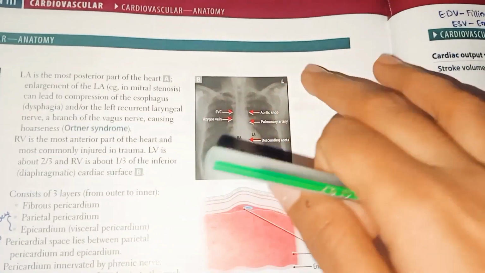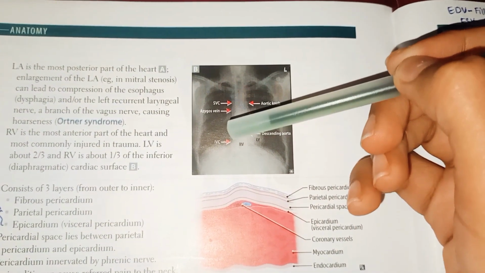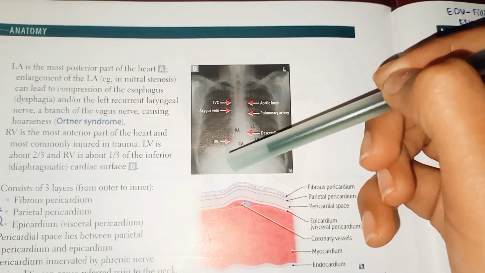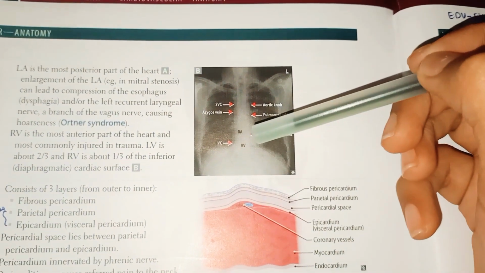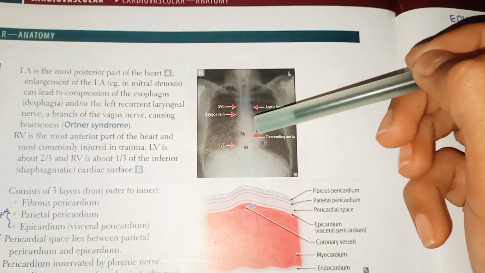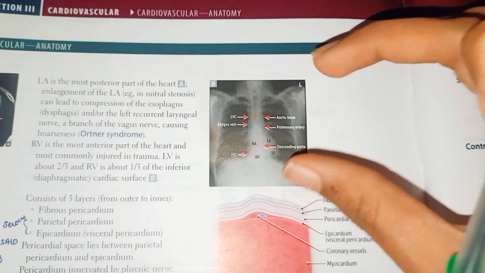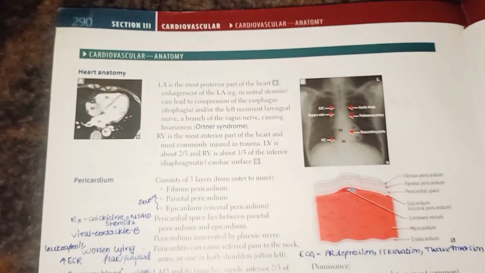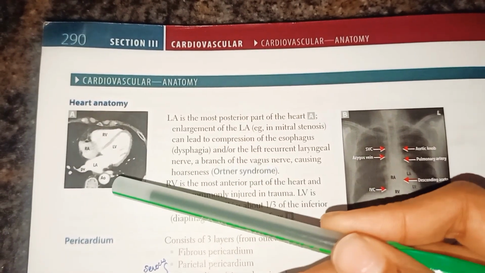So on an X-ray, if you take like this, these are the regions of the heart. You can see this is the superior vena cava. This is the azygous vein. This is the inferior vena cava, right atrium, right ventricle, left ventricle, and here comes the descending aorta. This is the pulmonary artery, and this is the aortic knob. So this is how the heart is represented in an X-ray. And here also you can see all the chambers of the heart. This is the aorta.